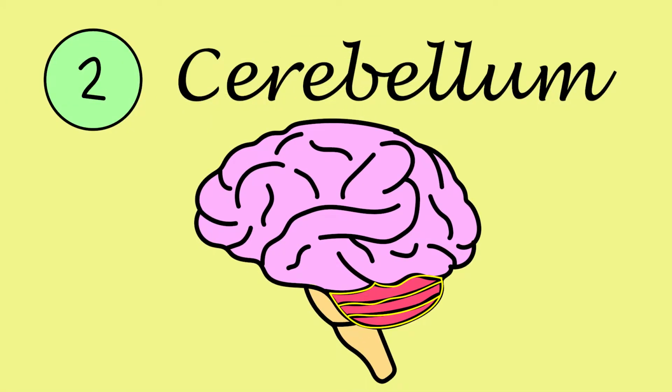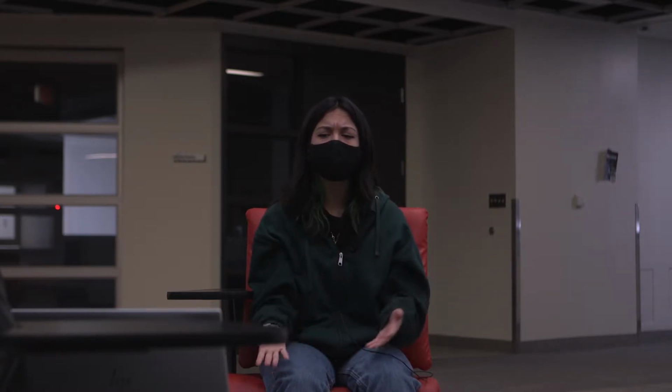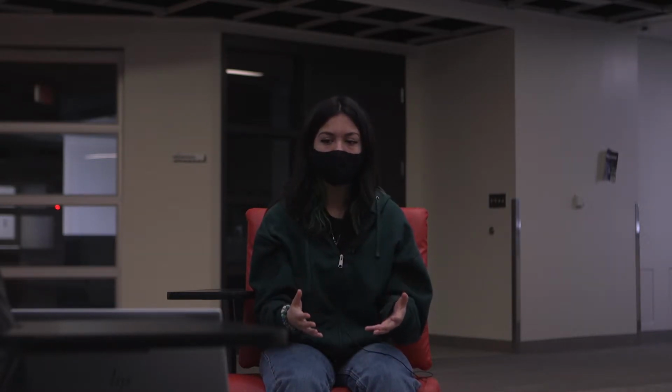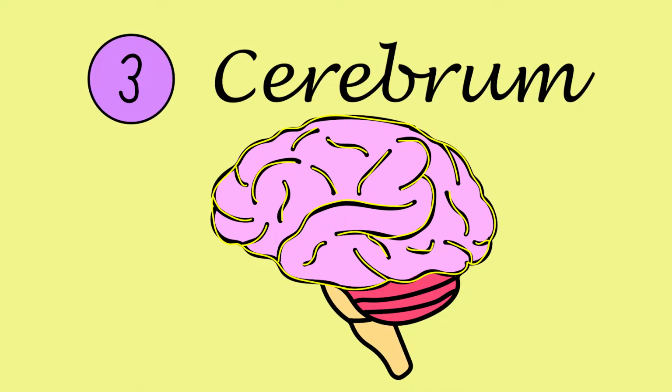Your cerebellum, on the other hand, is in the back of your head, and its job is to help those signals get to the rest of your brain. Most of its functions are ones you don't even consciously think about, like maintaining balance or your posture. Then we have the third section, your cerebrum. This is the largest part of your brain.